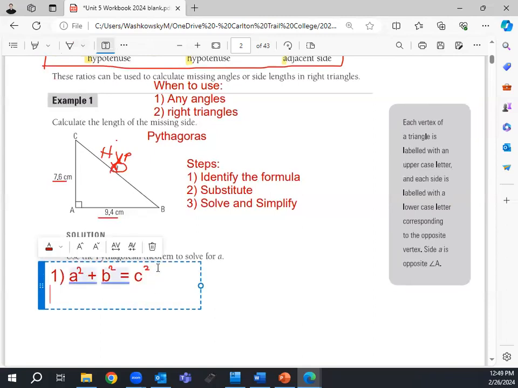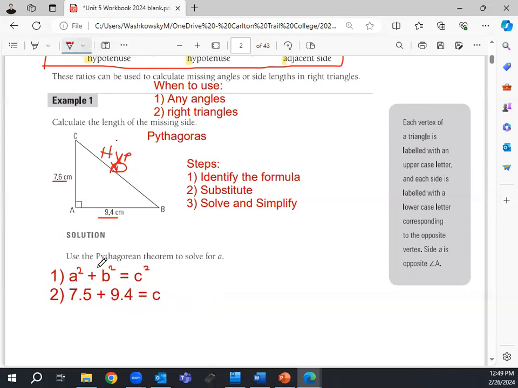So I'm going to go into my next step here, which is substitute. Well, I already know that C, my hypotenuse, is up here. I could put A here if I want, but that's going to seem confusing, so I'm going to leave it as C. But now I just have two sides remaining. It does not matter whether I do 7.5 centimeters squared plus 9.4, or whether I go 9.4 plus 7.5. It is the same thing. But the key thing here is I need to square these.